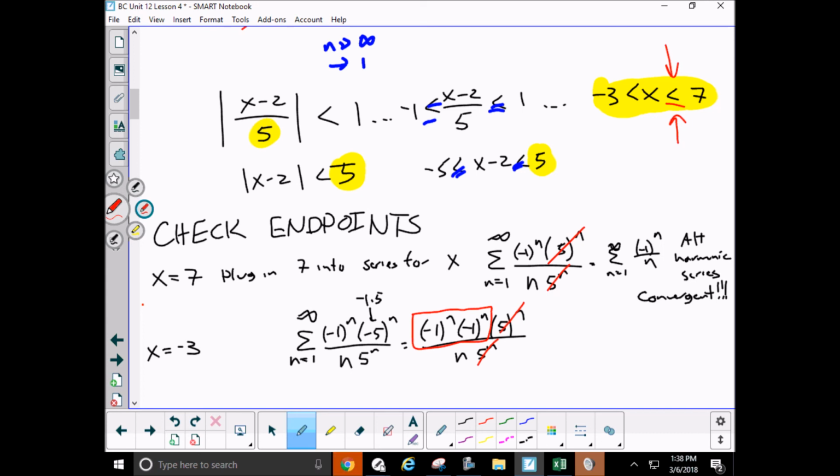What do you think that is? Always going to be 1. It's like negative 1 to the n squared. Something squared is always going to be positive. It'll always be positive 1. So this simplifies to be the sum n starts from 1 goes to infinity of 1 over n. We know that this is the harmonic series and it's divergent.